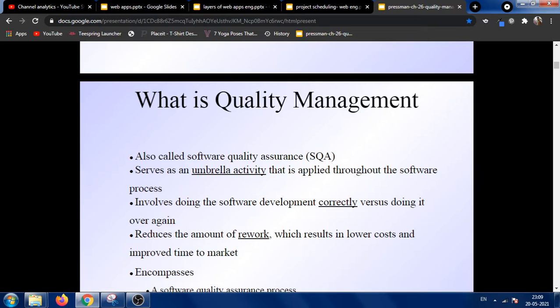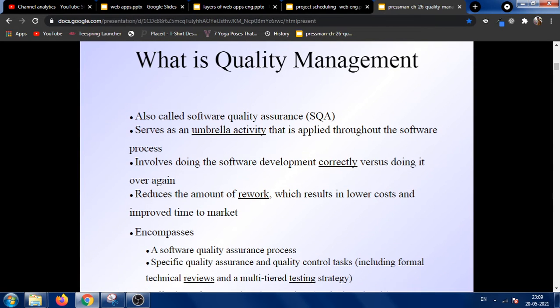Quality concepts. Quality management is also called software quality assurance. It is an umbrella activity that is applied throughout the software process. What is an umbrella activity? It is the activity which covers the whole process. It is applied throughout the software process, from the planning till the implementation and the maintenance.